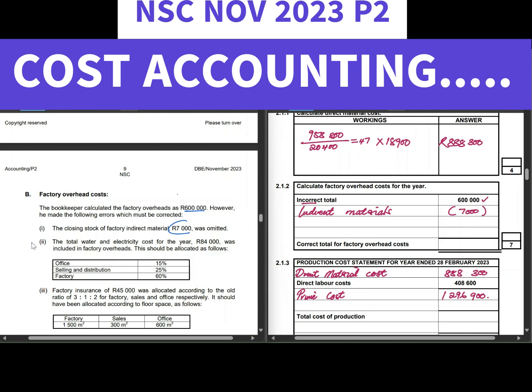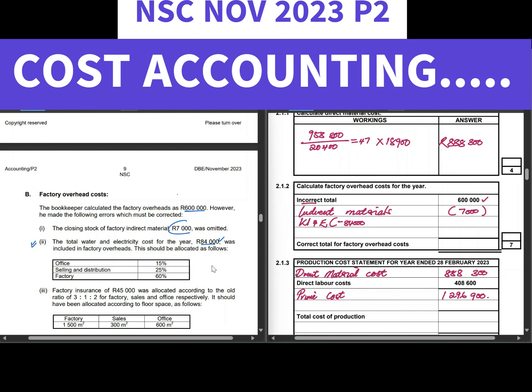Let's go to the next one. It says the total water and electricity cost of 84,000, which is for the year, was included in the factory overheads. This should be allocated as follows. So we have the entire amount for water and electricity included here. That means I'll say my water and electricity. First I must take out the 84,000. Let me take it out already. I've taken out the 84,000, which is that incorrect amount.